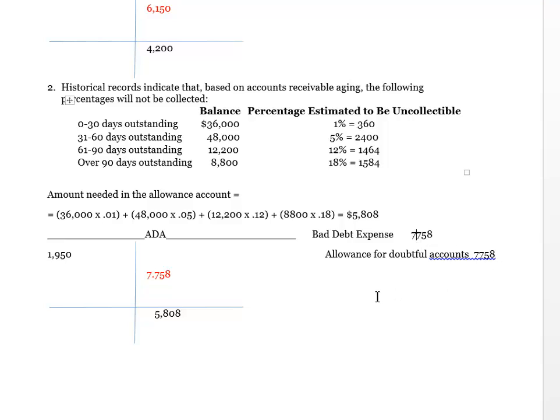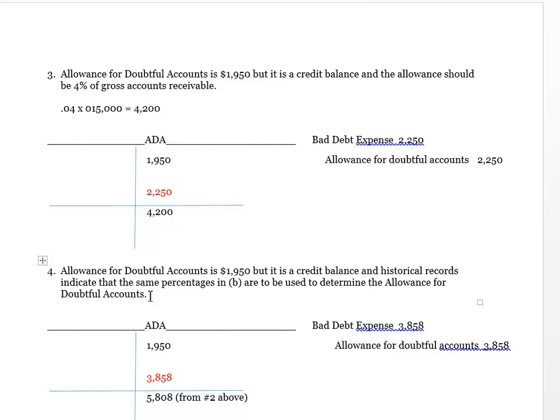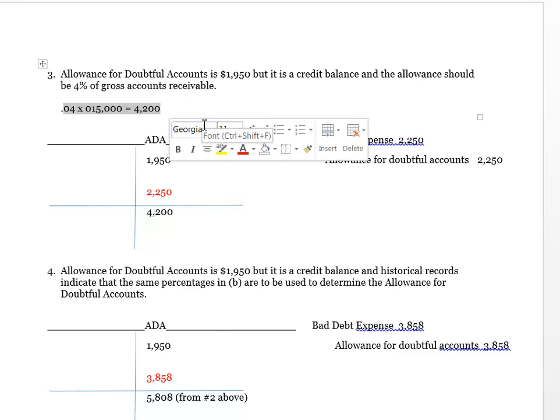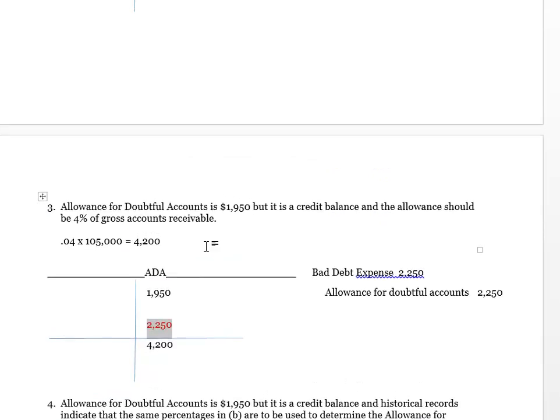Now in the next two sections, they want you to assume instead of opening with a debit balance in the allowance, you have a credit balance in the allowance of $1,950. So now, assuming it's a credit and assuming that the allowance needs to be an ending balance of 4% of the gross receivable, and that should be 105, right? We're going to get 4,200. So that's our ending balance. But if we start now with a credit balance in the allowance of $1,950, now we only make a $2,250 adjustment, not like we had to do up here.